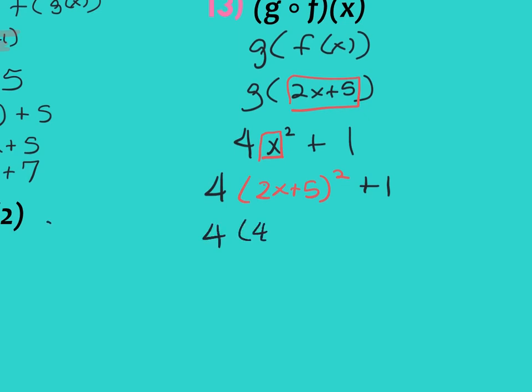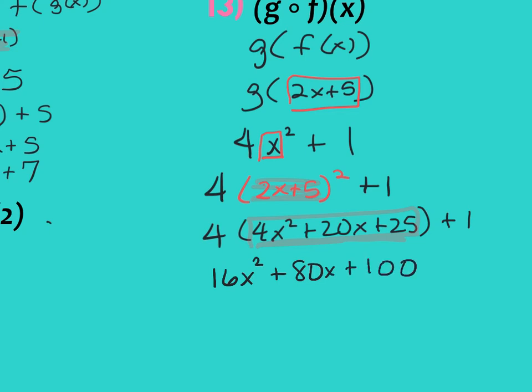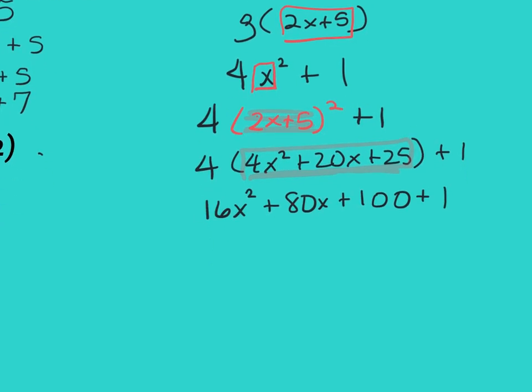The red becomes 4x squared plus 20x plus 25. And then I have the plus 1. So this is just this thing FOILed. Now I have to distribute the 4. So 16x squared plus 80x plus 100 plus 1. And I'm going to add my like terms. 16x squared plus 80x plus 101. And you're done.